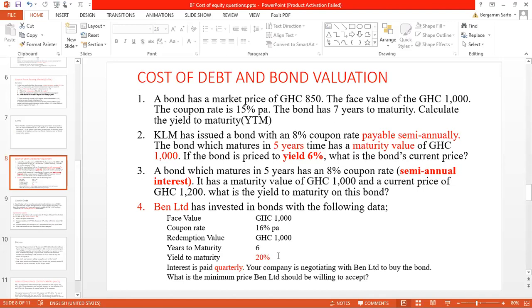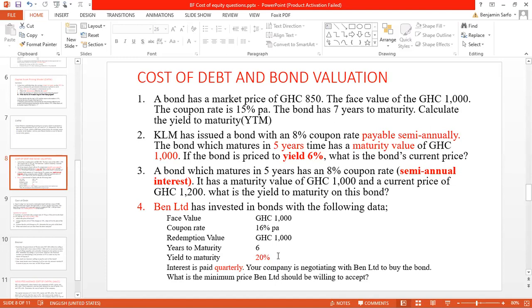So I had 1.82. Uh-huh. That is what everybody had. So now you're correct. Okay. Thank you. Right. So that is all for cost of debt and bond valuation.